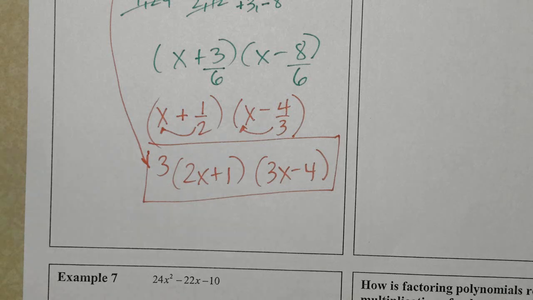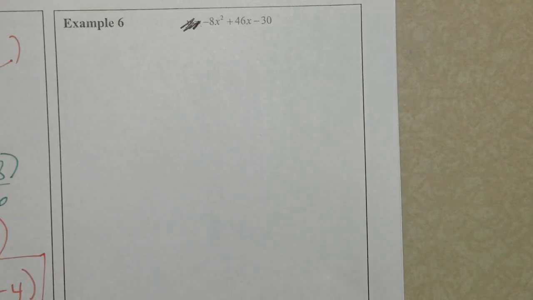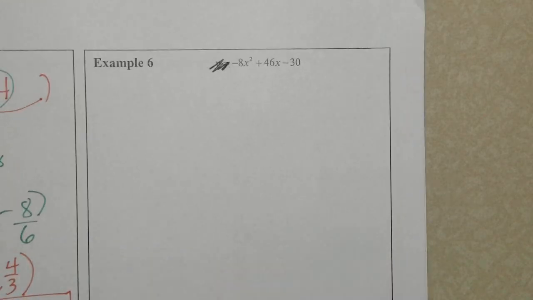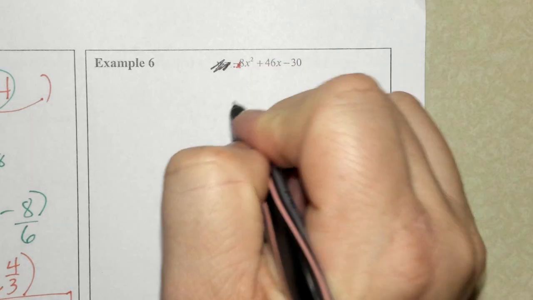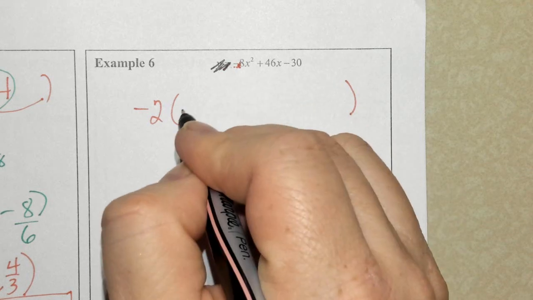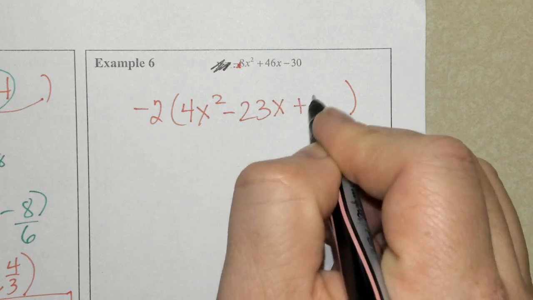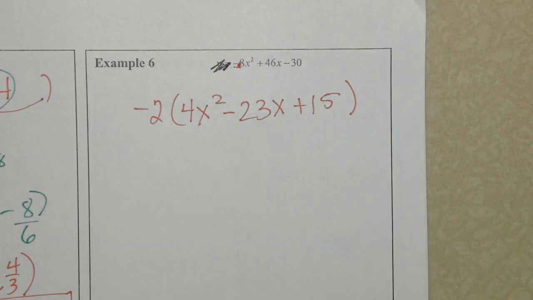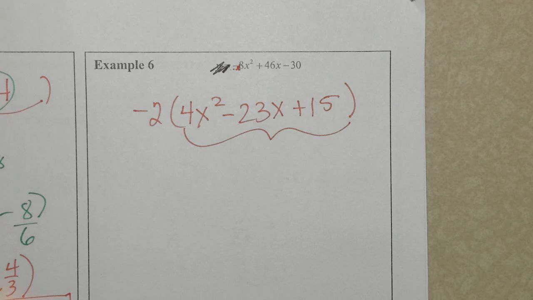Two problems left. Here's your next one. 8, 46, and 30 are all even. The largest number I can divide out is a 2, but I don't want to work with a negative leading coefficient. So let's divide a negative 2 out. So when I divide a negative 2, I end up with 4x squared minus 23x plus 15. Okay? Now circle the 4 and the 15.